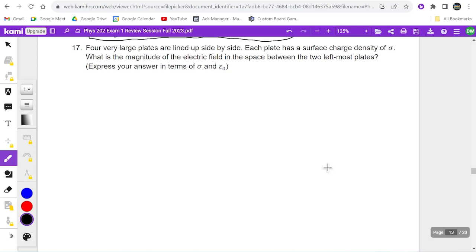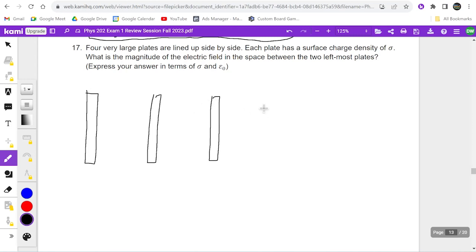4 very large plates are lined up side by side. Each plate has a surface charge density of sigma. What is the magnitude of the electric field in the space between the two leftmost plates? Express your answer in terms of sigma and epsilon naught. So this question's almost unfair. I say almost unfair because if it does show up, then if you don't have this memorized, you have no hope of getting the question right.